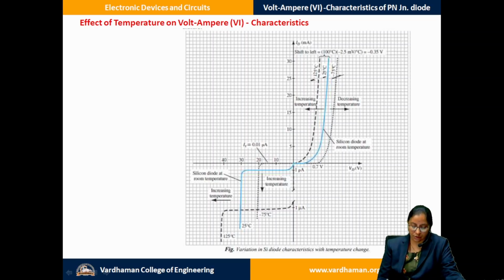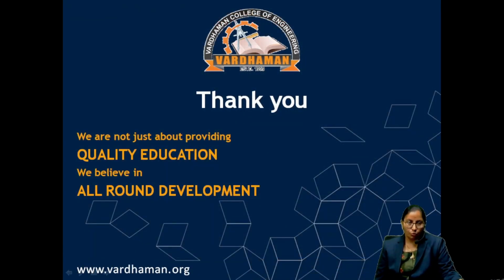Respectively, you can see the reverse saturation current impact as well, the I0 variation. The blue line is at a room temperature of 25 degrees centigrade. As we increase the temperature to 125 degrees centigrade, the reverse saturation current has increased a lot. And as we decrease the temperature to minus 75 degrees, the reverse saturation current becomes almost zero. So this is the impact of temperature on the VI characteristics. Reverse saturation current increases with temperature, whereas the drop across the PN junction diode decreases as the temperature increases. So this is about our topic of VI characteristics of PN junction diode and the effect of temperature on it. That's all for our lecture 2. Thank you.